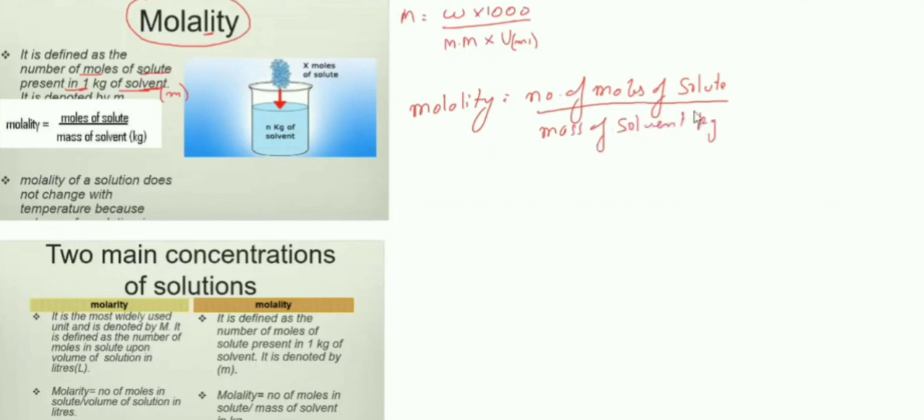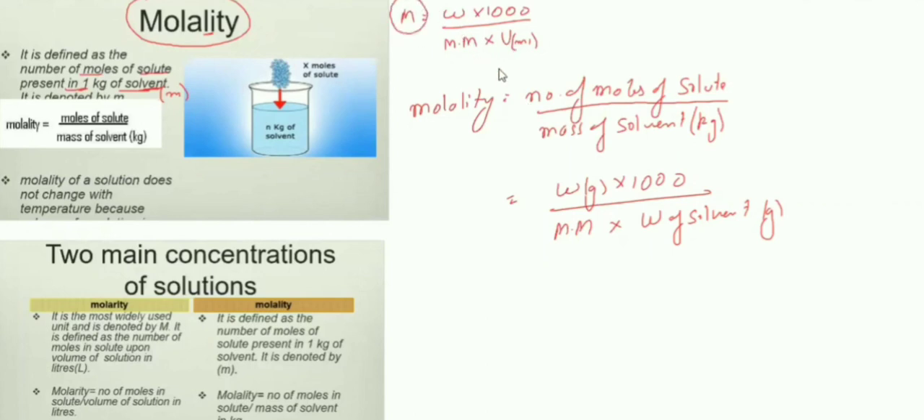Now we can replace this number of moles of solute by weight of solute in grams into 1000 divided by molecular mass of solute into weight, or you can say mass, of solvent in grams. So what is the basic difference between molarity and molality? In molarity, we are using volume of solution, while in molality, we are using mass of solvent.